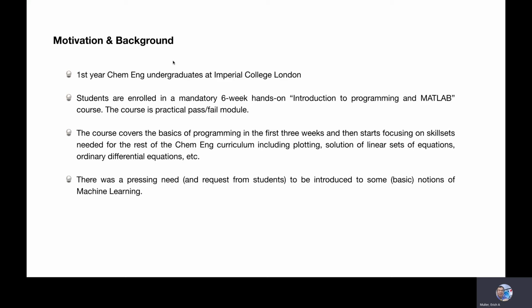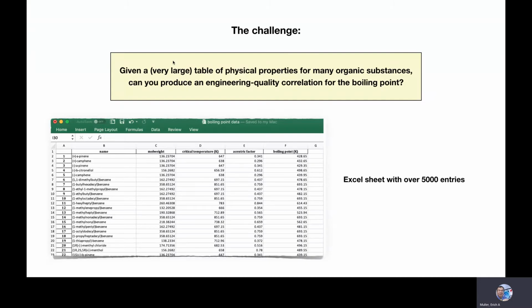So this is where this exercise comes in. So the challenge that is given to them near the end of the MATLAB course is the following. You are given a very large table of physical properties for many organic substances. This is basically an Excel sheet with over 5,000 entries. And they're asked to produce an engineering quality correlation for the boiling point.